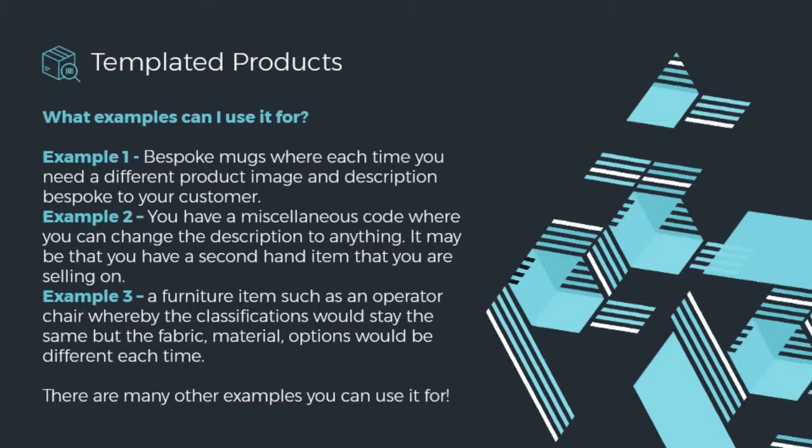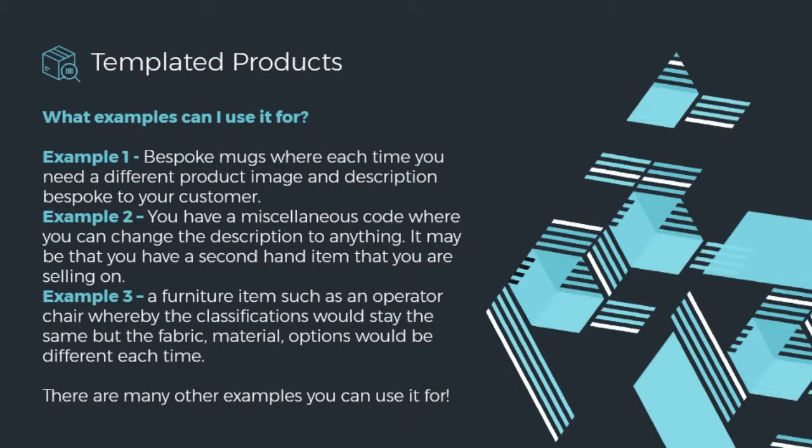Otherwise, with a kind of miscellaneous code, the classification is going to change each time because it could be anything from a kettle to, I don't know, a desk. It could be completely random. Okay, so there are many other examples you can use it for as well, so it's not just limited to that. I've seen many customers do various different things, so that's what it can be used for from a dealer point of view.